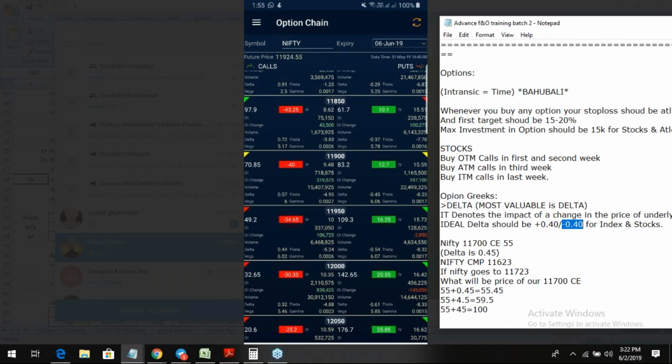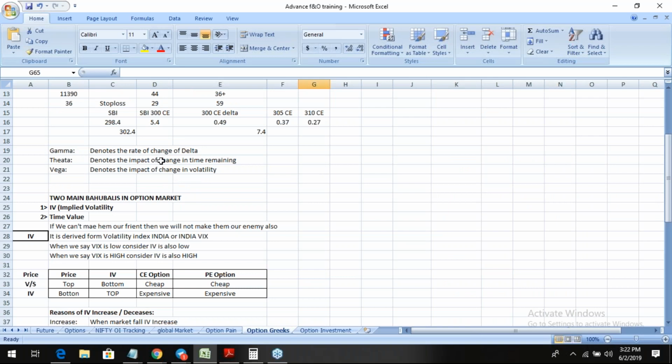Okay. How can we calculate theta? We cannot calculate theta. What is theta? Theta is just showing time remaining. If you have less time, of course your theta goes lesser, right?